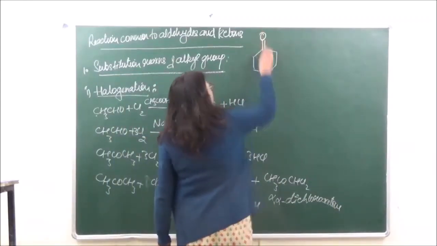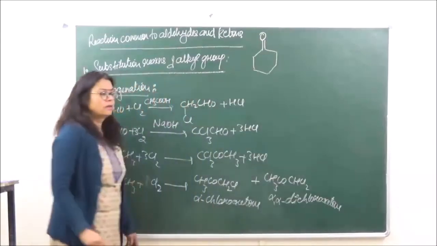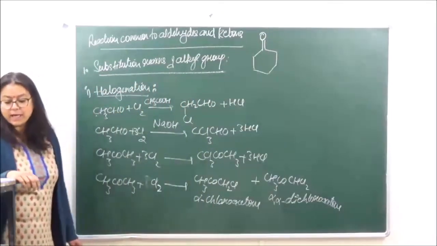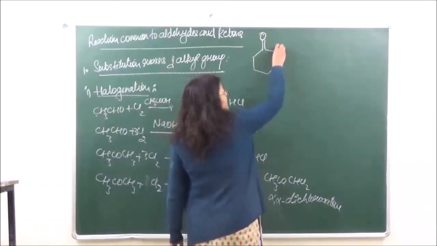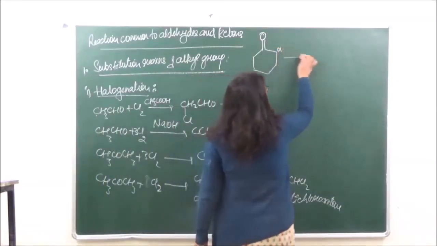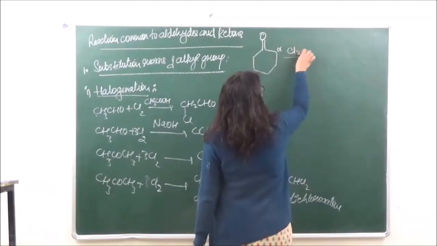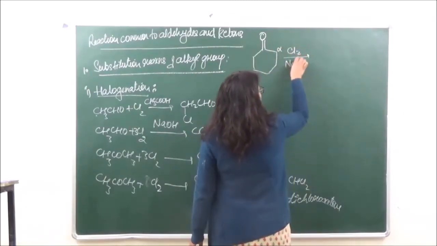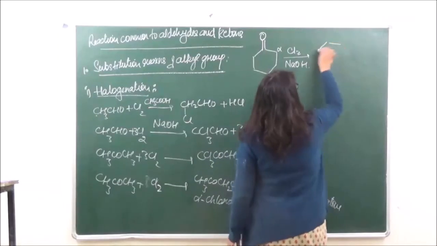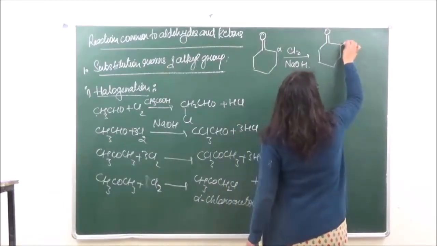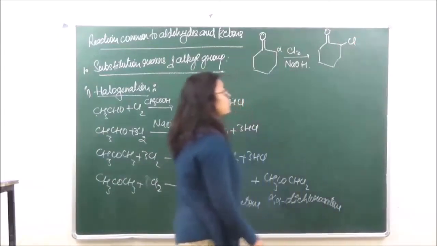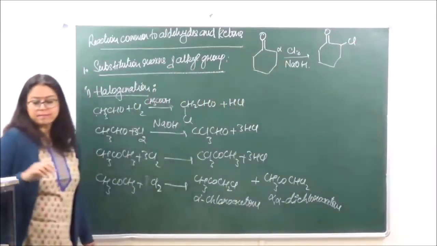Now, if we have a compound of the type cyclohexanone, this is known as cyclohexanone. In this case, this is the alpha carbon atom which is present. So the hydrogen of this is going to be substituted. We are doing the reaction in a basic medium over here. So this is the kind of product which we are going to get.